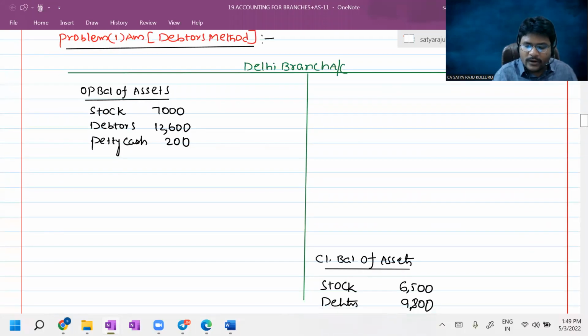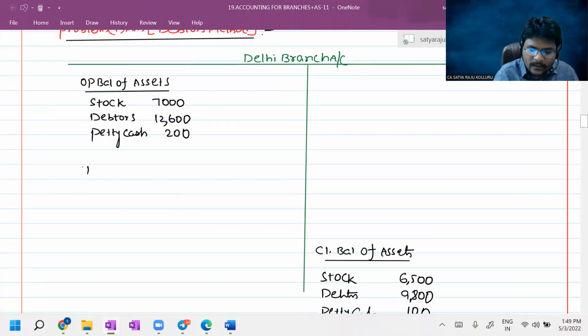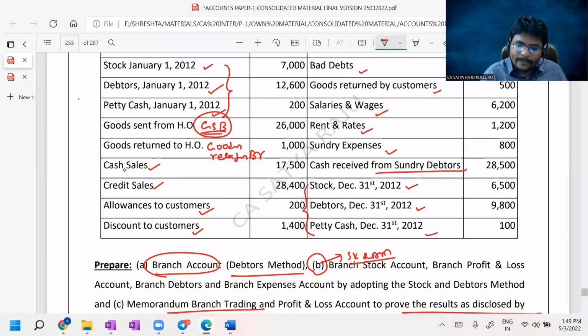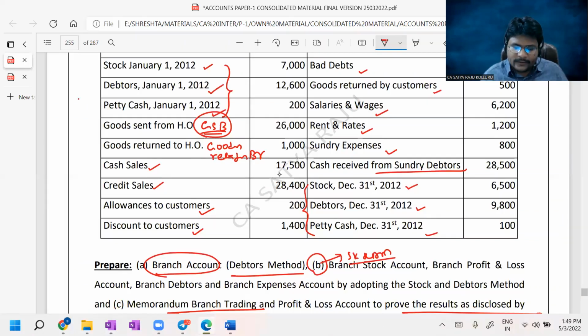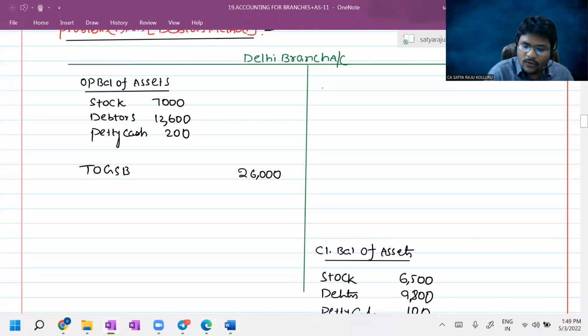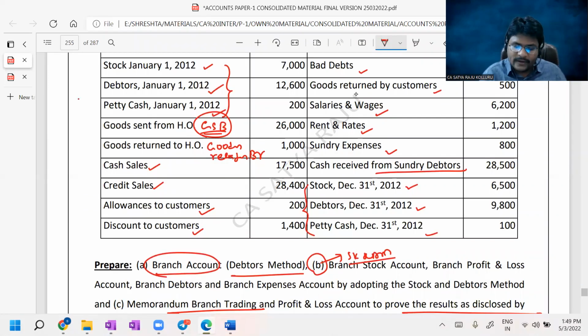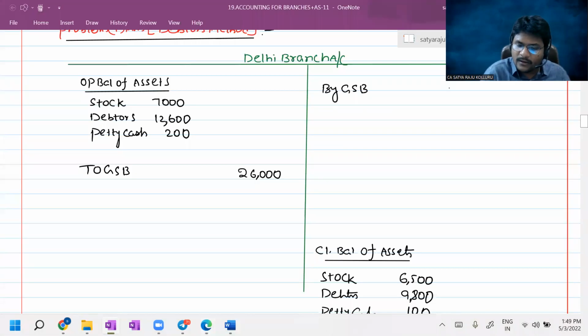So that's why we need to record this as goods sent to branch. Given how much, guys? 26,000, which is given at 26,000. Next, goods returned by branch. You need to write under the credit side, goods returned by branch. Goods sent, goods returned by branch. How much? Which is 1,000.